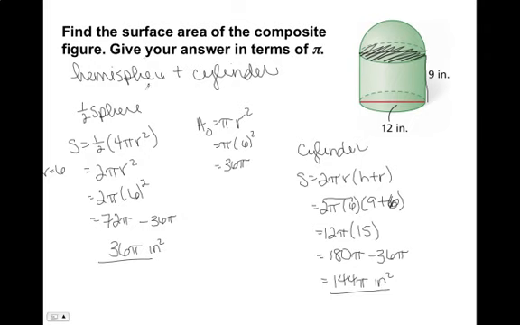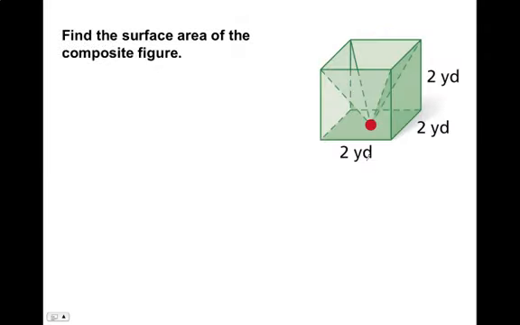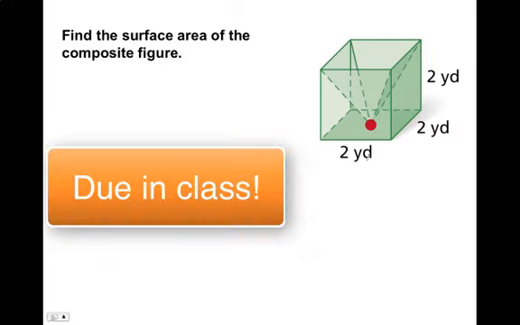Now remember, we have our hemisphere plus the cylinder for this composite figure, so when we add these together, we get that the surface area of our composite figure is 180 pi square inches. It's always good to make your plan first and then label your work so you can keep your thoughts organized. This one will be due in class.